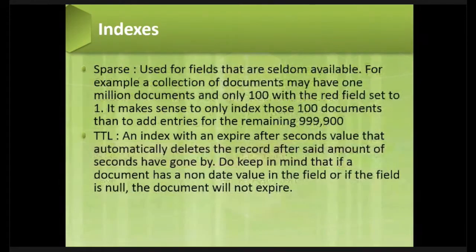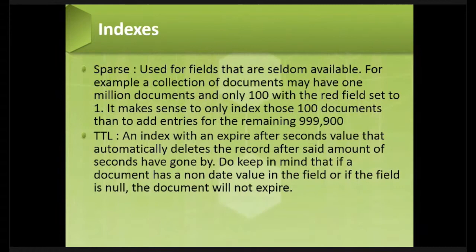When it comes to properties, like I mentioned, you can have indexes that are sparse. These are used for fields that are seldom available. For example, if you have 1 million documents and only 100 of them have a red field set to 1, I don't have to index all of them. I only index the 100 documents that have that field, and all the other ones are omitted.